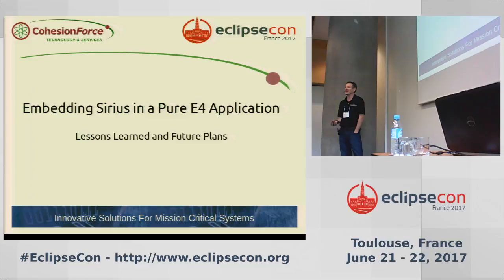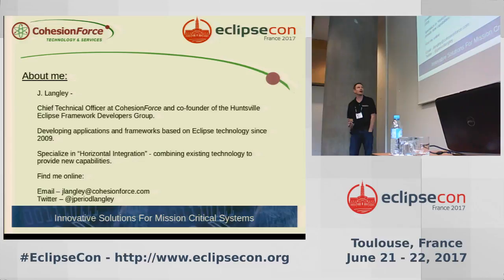About me, I'm the chief technical officer at Cohesion Force. I've been doing that job for about 3 years. I was there 2 years before that. We've been developing applications for Eclipse since 2009, and my specialty is something I like to call horizontal integration. I like to find technologies in different types of areas and tie them together and see what we can do with creating new products. You can find me online, email, I'm active on Twitter. So that's always fun.